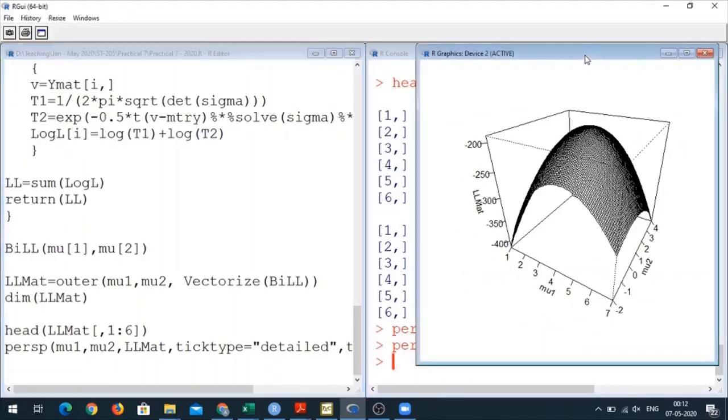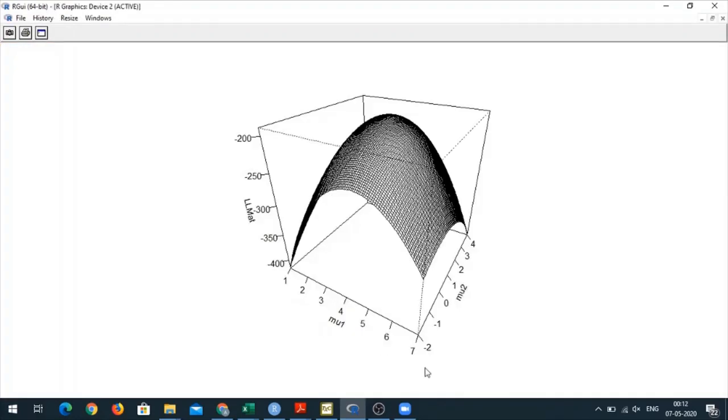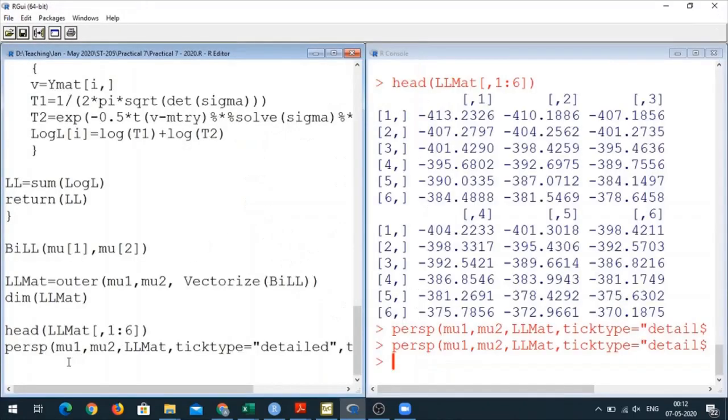Okay, so now we have a better version. I have mu1 in this direction, mu2 in this direction, and the log likelihood graph. But of course, as I mentioned, locating the actual maxima on a graph is tricky. So we will try to see which entry of log likelihood is maximum. So which.max of LLMat, but I want the row as well as column number.